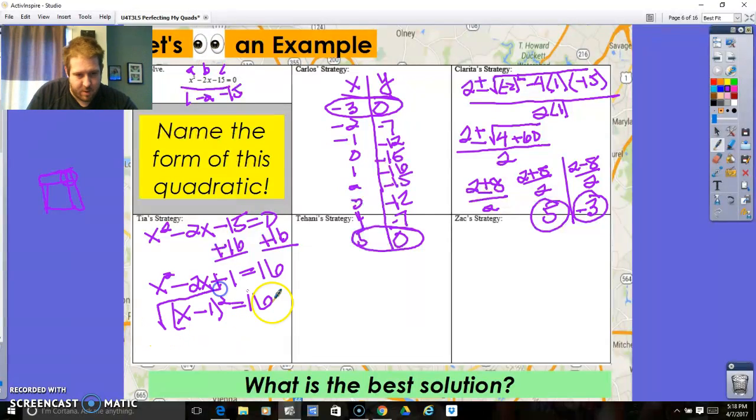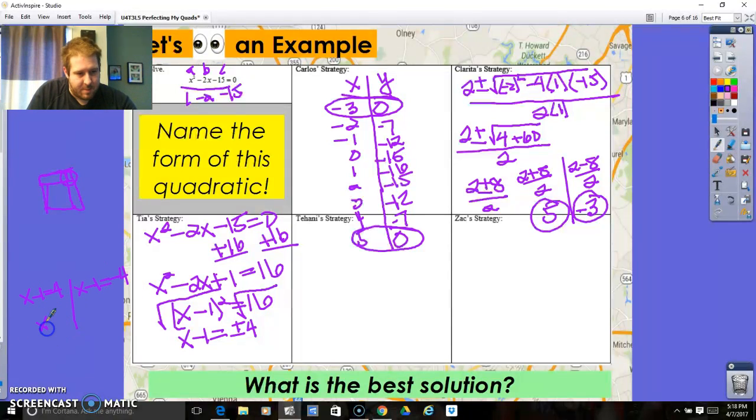So this is a perfect equation for this method. And the square root of anything squared is itself. So we get x minus 1 equals both positive and negative 4, the square root of 16. And we're ready to solve it twice. Now I'm going to solve it over here. Run out of room. x minus 1 equals 4, and x minus 1 equals negative 4.